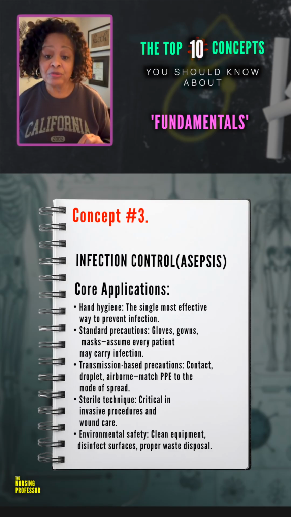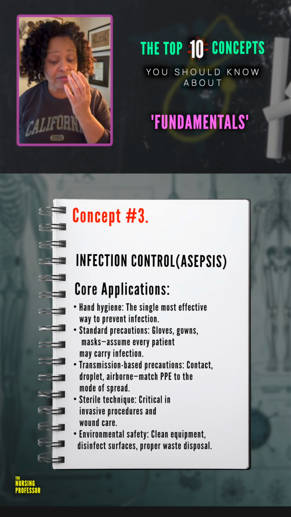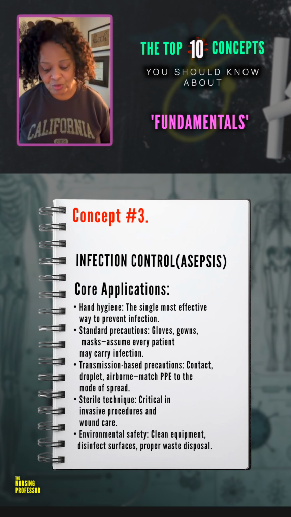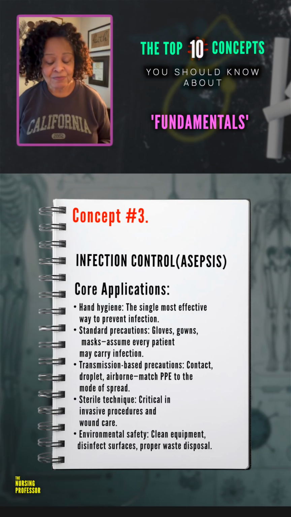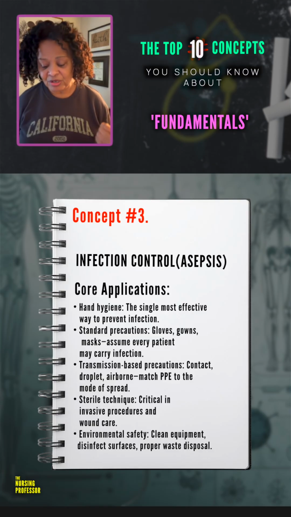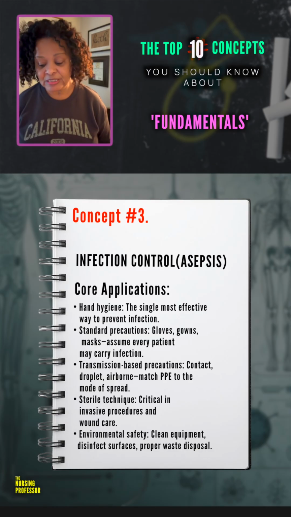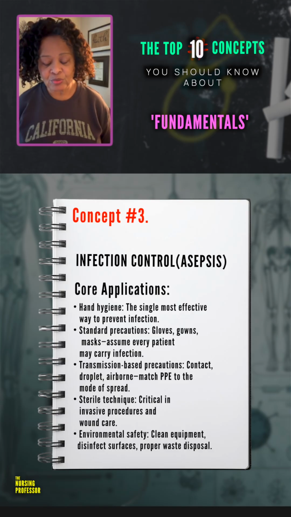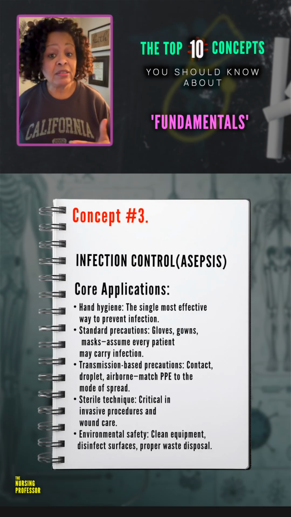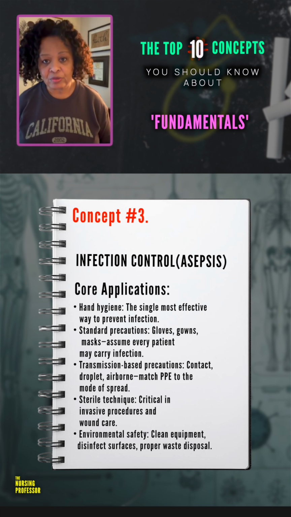If we have somebody on airborne precautions, we're going to wear the N95, which we have to be fitted for. Example of that would be TB. Also know the other types of precautions like contact, droplet, airborne. Okay, so along with standard precautions. Know how to don and doff your PPE, know the order because sometimes questions will result in that.